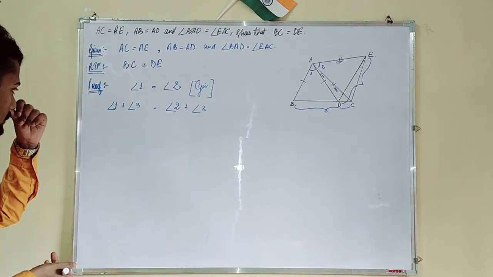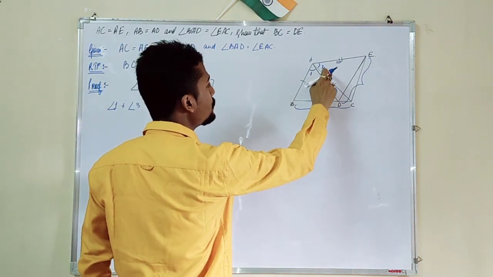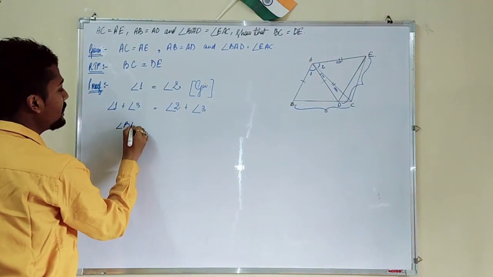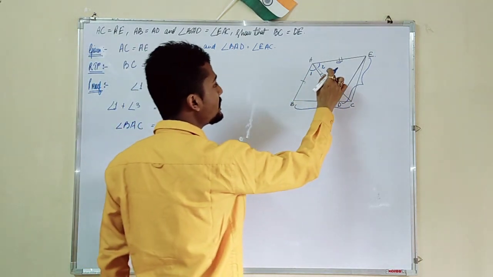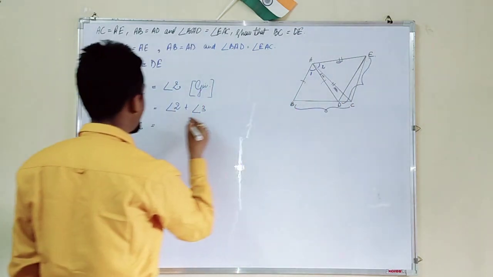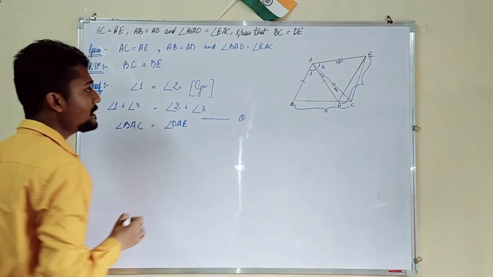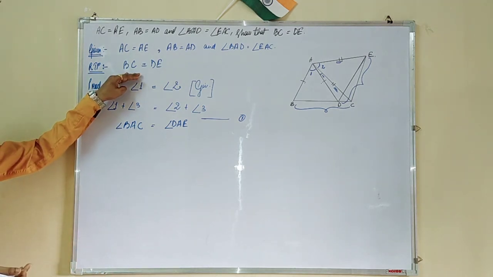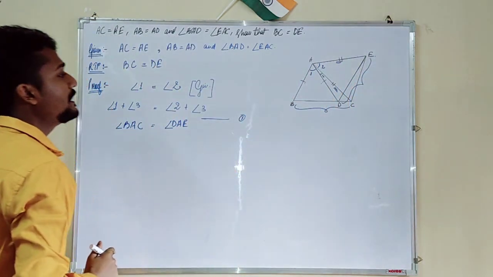Now, if 1 plus 3 is equal to 2 plus 3, then what can I write? Angle BAC, 1 plus 3, is equal to 2 plus 3, that means DAE. Both the angles are equal. Mark it as 1. Now next, what is our target? We have to find that BC is equal to DE. These two sides are equal, we have to prove.